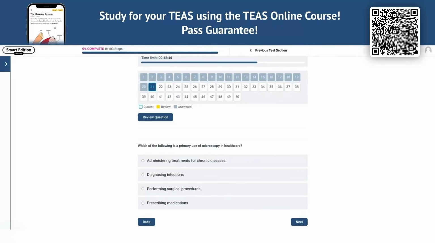Which of the following is a primary use of microscopy in healthcare? Another microscope question. Administering treatments for chronic diseases, diagnosing infections, performing surgical procedures, or prescribing medications. Okay, the correct answer is B, diagnosing infections.